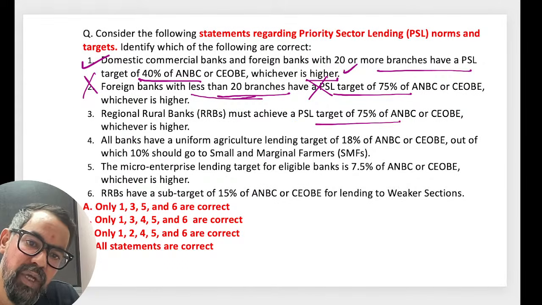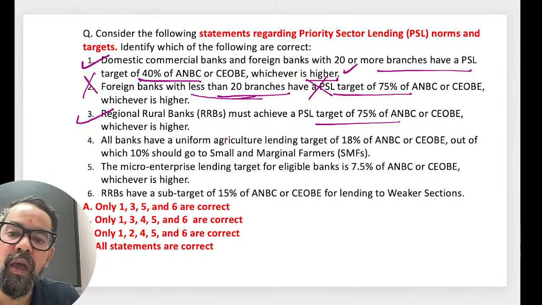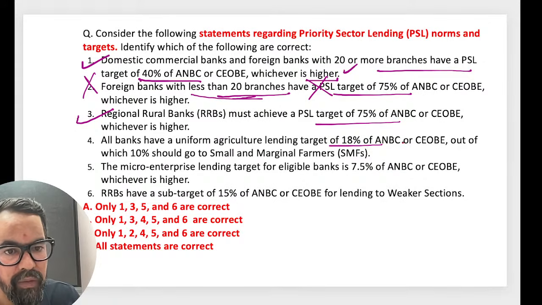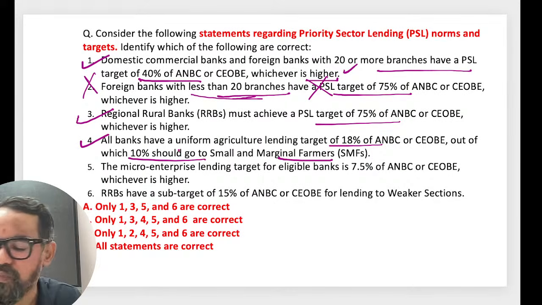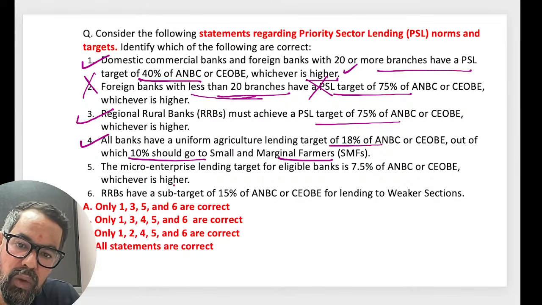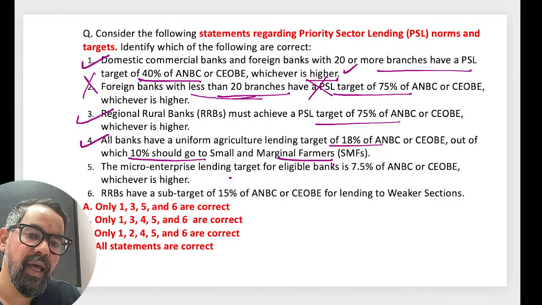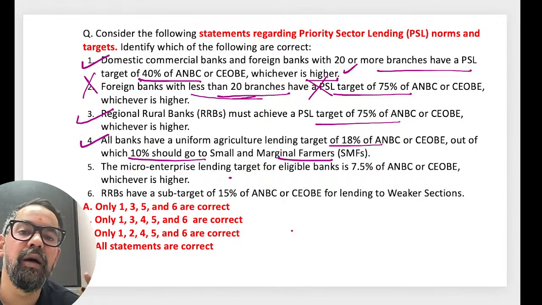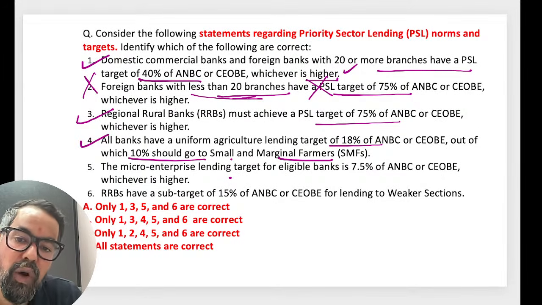RRBs must achieve 75% of ANBC or CEOBE, whichever is higher, 100% true. Even small finance banks also. All banks have a uniform agriculture lending of 18% of ANBC or CEOBE, out of which 10% should go to this particular one. This is also correct. Again, the next one, micro enterprise: all banks here means the applicable banks. So 18% applies to your commercial banks, small finance banks and RRBs, or even urban cooperative banks.